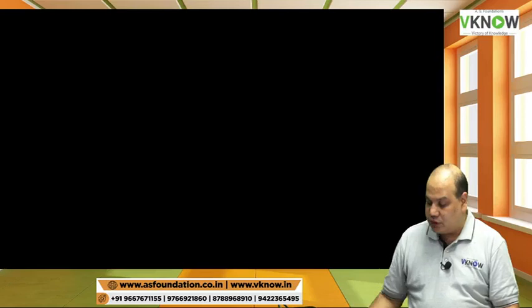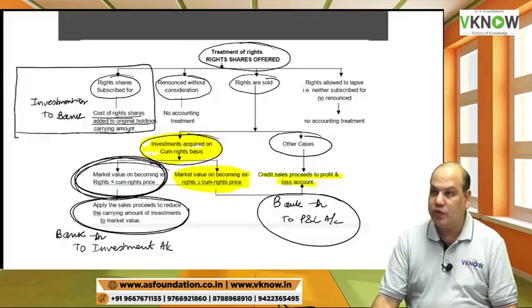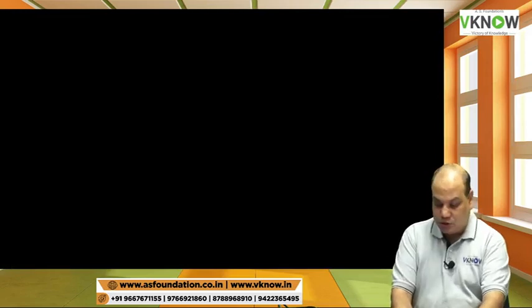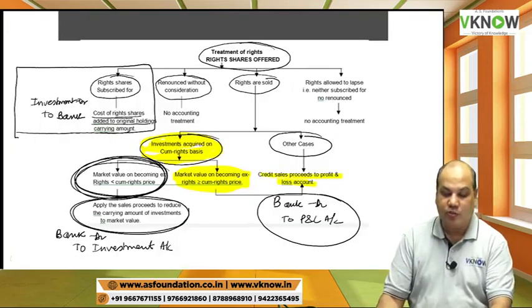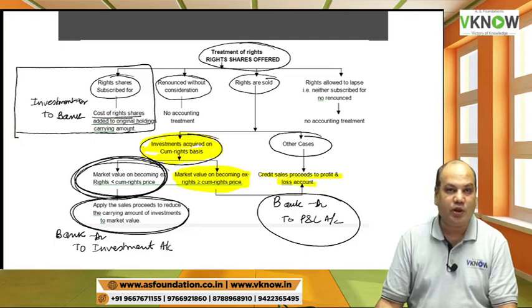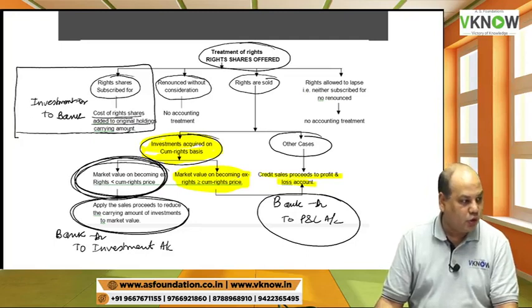So only in one scenario will the sale proceeds be transferred to investment account. Which is that scenario? Condition number one, shares must be purchased on cum right basis, and condition number two, the market price on their becoming ex right is lower.